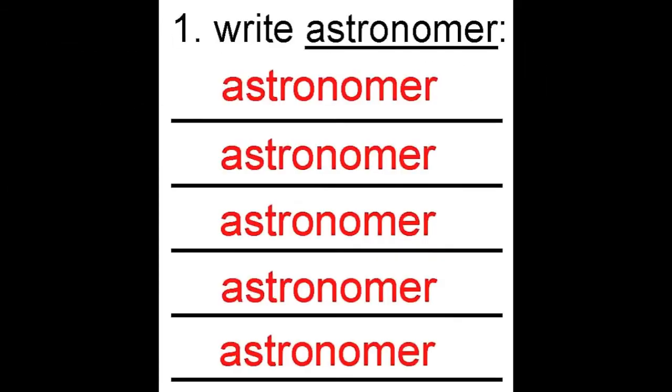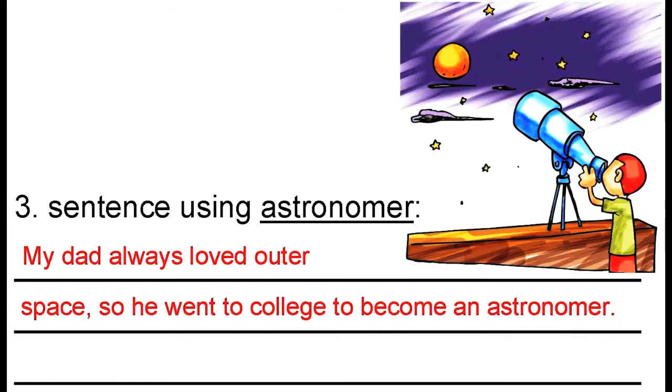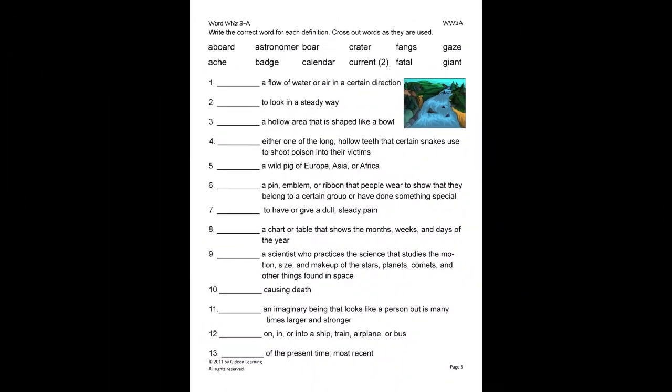Here, the student will write each word 5 times and then write each definition once. Then, write a sentence using the word and showing its meaning without just restating the definition. An example of a good sentence is, my dad always loved outer space, so he went to college to become an astronomer.